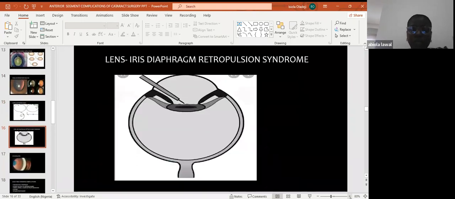There's a condition called lens iris diaphragm retropulsion syndrome. This occurs in highly myopic patients and previously vitrectomized eyes. A way to remember this is to think of it as the reverse of floppy iris syndrome, because here there's marked deepening of the anterior chamber, there's posterior bowing of the iris, and there's pupillary dilatation in this case. It's been found from studies that lifting up the iris from the apposition it makes with the anterior capsule can help to break this block.